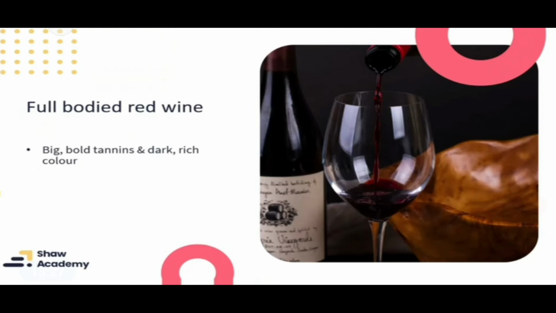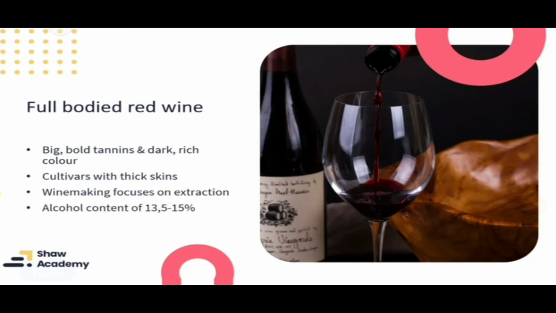Full-bodied red wines have an undeniable presence on the palate. Expect big, bold tannins and a dark, rich color. They are normally made from grape cultivars with thick skins and winemaking techniques that focus on maximum extraction. Besides a high skin-to-juice ratio, the seeds of the grape are also a source of tannins, which are extracted during alcoholic fermentation. Full-bodied red wines tend to have an alcohol content of about 13.5% or higher.